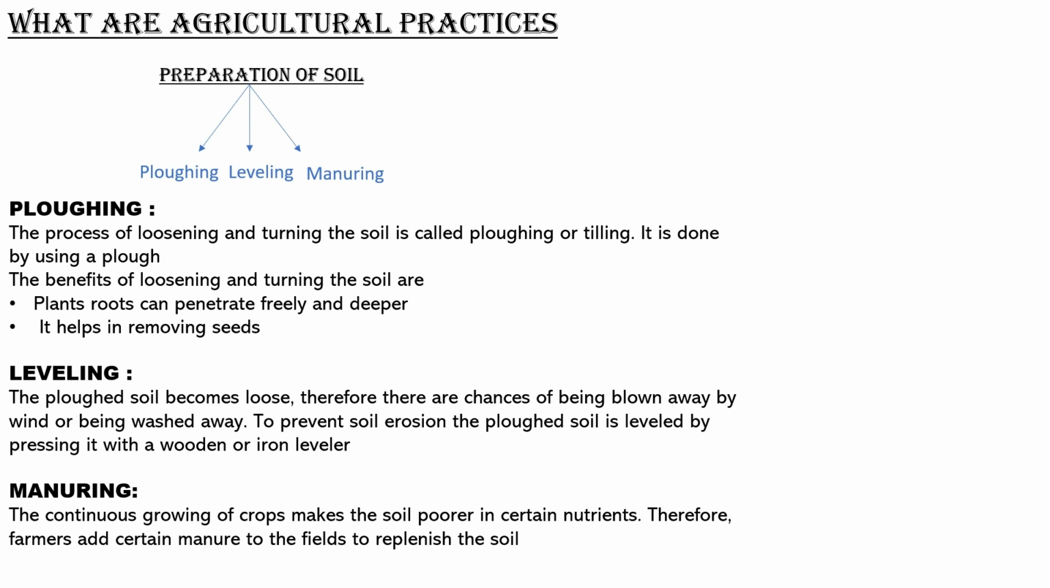So leveling. The plowed soil becomes loose. Therefore, there are chances of it being blown away by wind or washed away. To prevent soil erosion, the plowed soil is leveled by pressing it with a wooden or iron lever. Manuring. The continuous growing of crops makes the soil poorer in certain nutrients. Therefore, farmers add certain manure to the fields to replenish the soil. So let us move on to the next one.